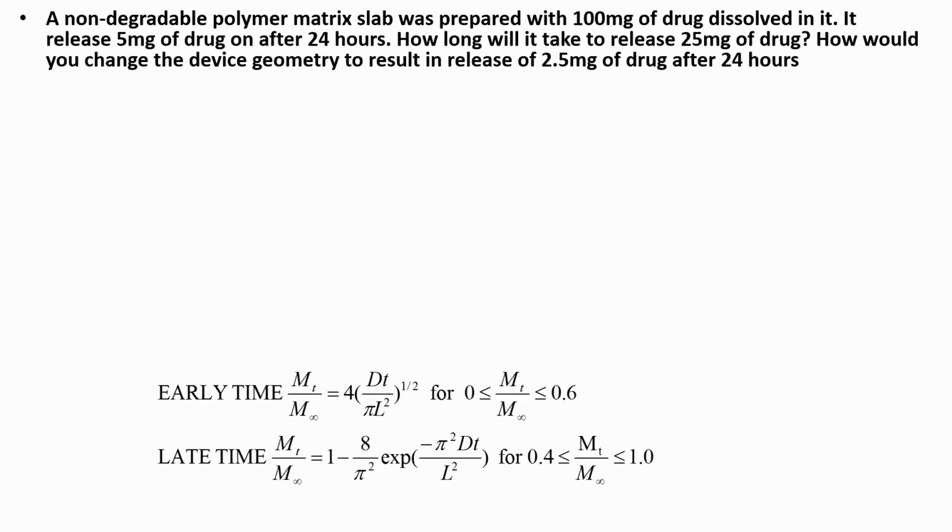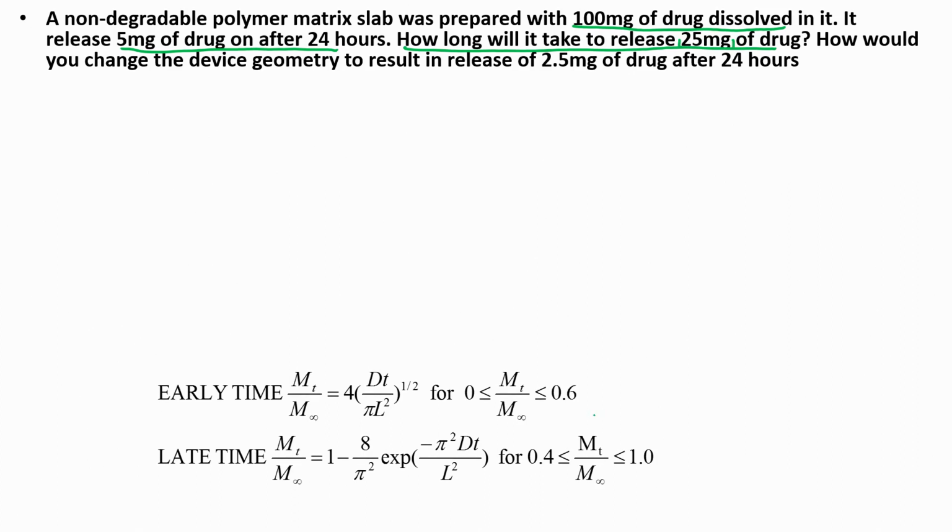Okay. So, here is the last example. In this case, we have been given that a non-degradable polymer matrix slab was prepared with about 100 milligram of drug dissolved in it. We are saying that it would release about 5 milligram of drug after 24 hours. The question is then how long will it take for the drug to be released, the total amount of 25 milligram.